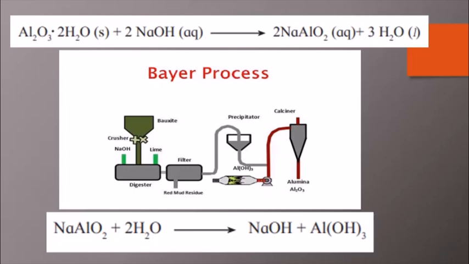When we filter it, the iron oxide is separated, and the silica gets dissolved in the aqueous solution of sodium hydroxide and forms water soluble sodium silicate. Now we have the sodium aluminate, which we got earlier. This sodium aluminate is diluted by putting water into it, and it is then cooled at 50 degrees Celsius, which results in the precipitation of aluminium hydroxide. In this way we get aluminium hydroxide from the Bayer's process.